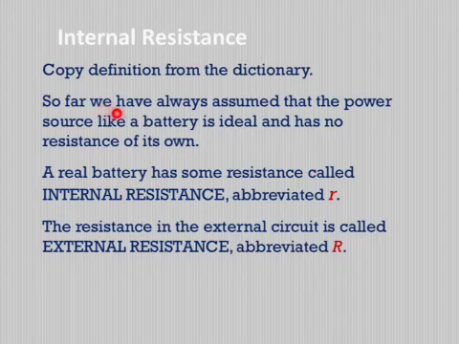So far we have always assumed that the power source, like a battery, is ideal and has no resistance of its own. A real battery, however, has some resistance called internal resistance, internal to the battery, abbreviated small r. The resistance in the external circuit, external to the battery, is called external resistance, abbreviated capital R.